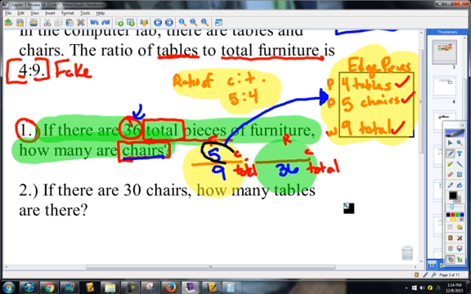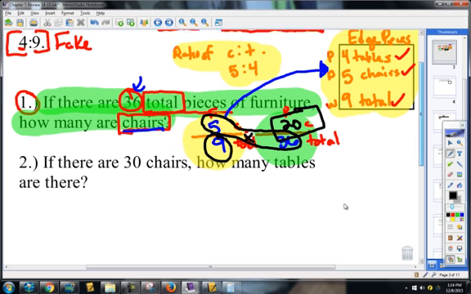Now it's okay if you want to go ahead and cross multiply and divide. I'm okay with that. So you're going to multiply the two numbers that are diagonal from each other and then divide by the other number. That's going to give me 20 chairs. So my answer is 20. Okay? Go ahead and try the next one on your own.